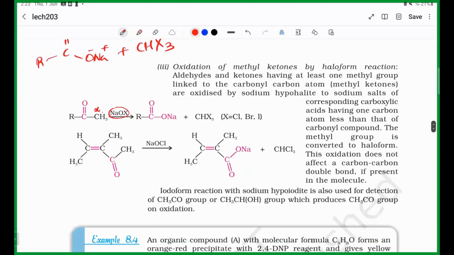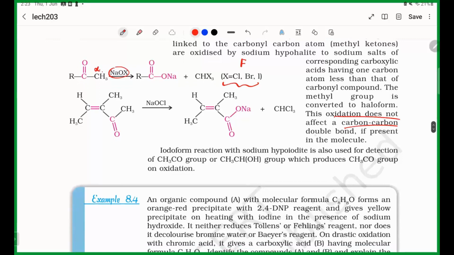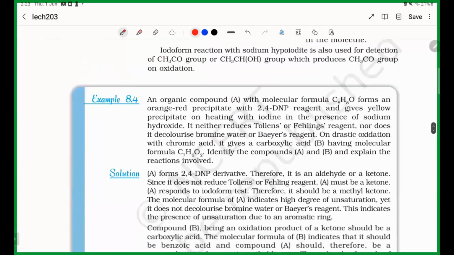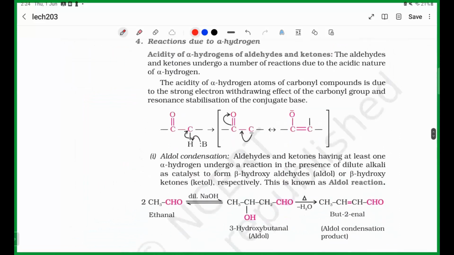Note that fluorine is not included in this, right? So it's a very special case. You don't have a particular fluoroform. This oxidation does not affect a carbon-carbon double bond if present in the molecule. So there are a lot of reactions involving alpha hydrogens, because alpha hydrogens are acidic.